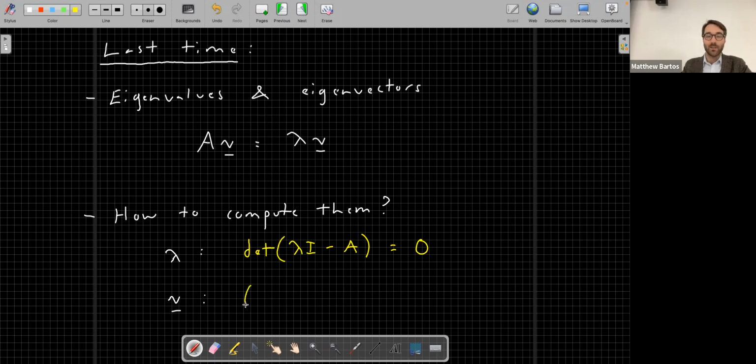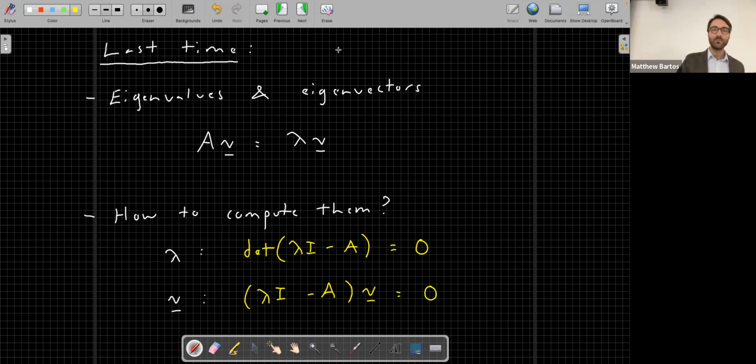So to find the eigenvectors, we set up a system of equations, right? We know from our definition of the eigenvalue eigenvector pair that we can take lambda I minus A times V, and that this V here should be in the null space of lambda I minus A. Therefore, we can find a basis for the null space of this matrix here. And in doing so, we can compute the eigenvectors of A one by one.